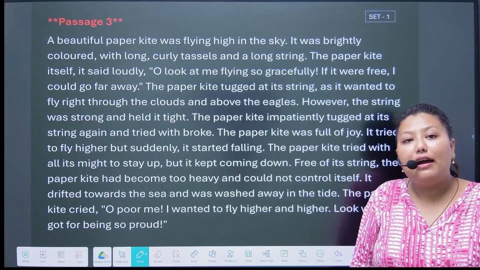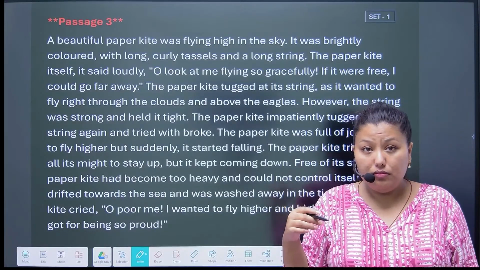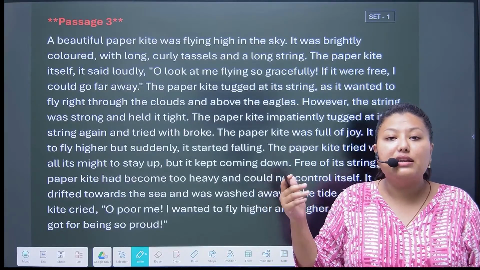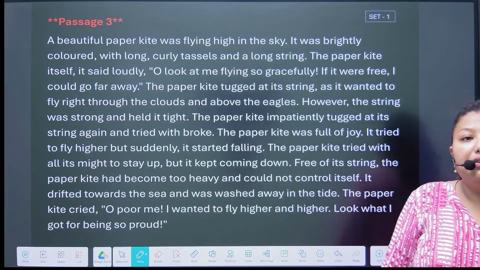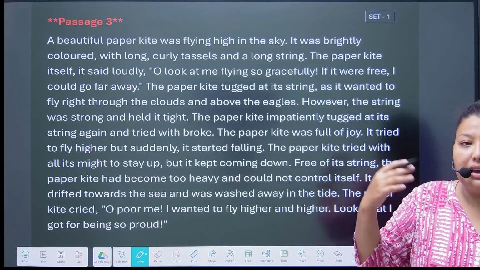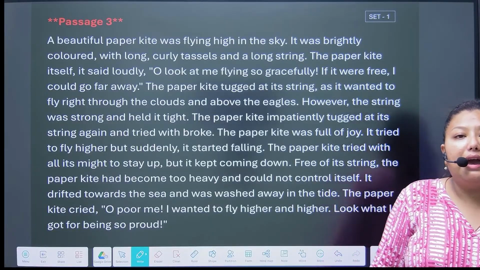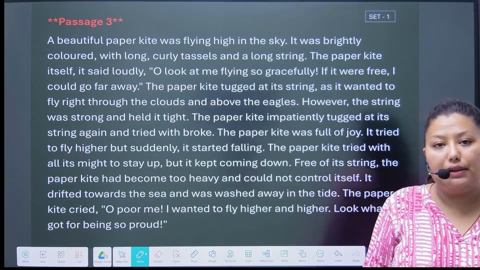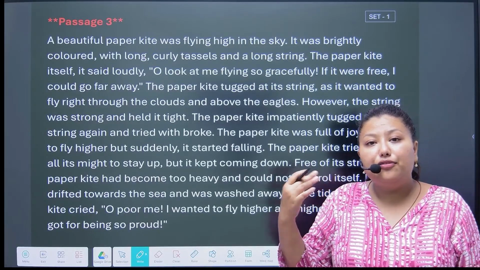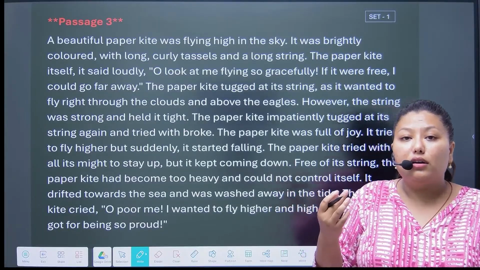It tried to fly higher, but suddenly it started falling. When he broke his string, he tried to fly higher, but suddenly it started falling. The paper kite tried with all its might to stay up. So he gave his all, 100%, to stay up in the sky, but it kept coming down. Free of its string, the paper kite had become too heavy and could not control itself.